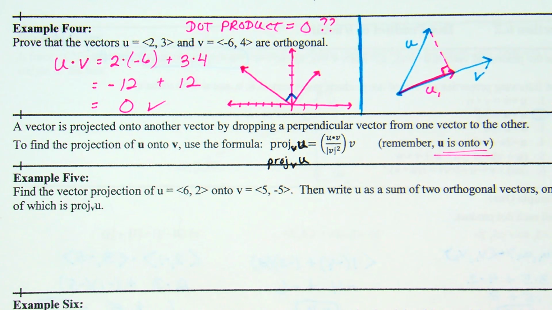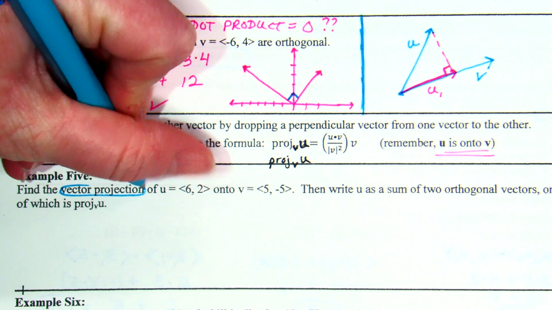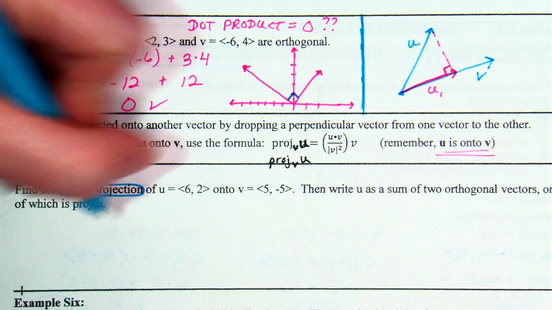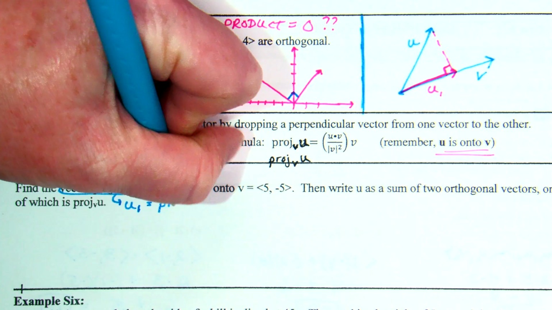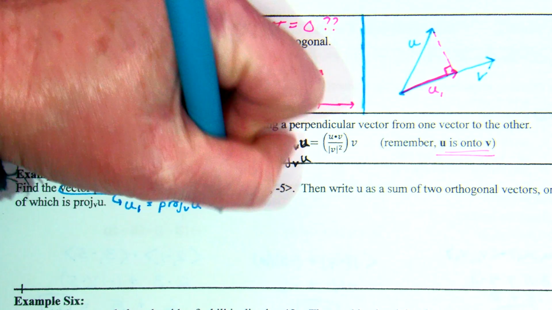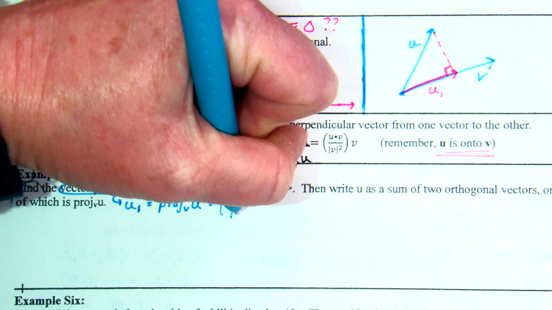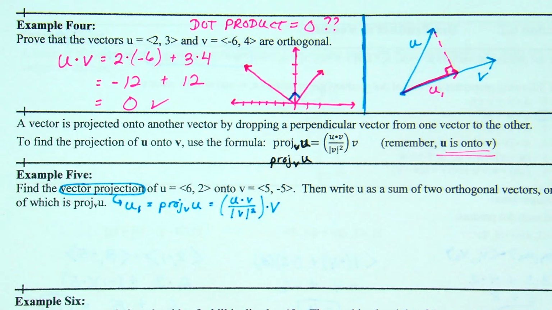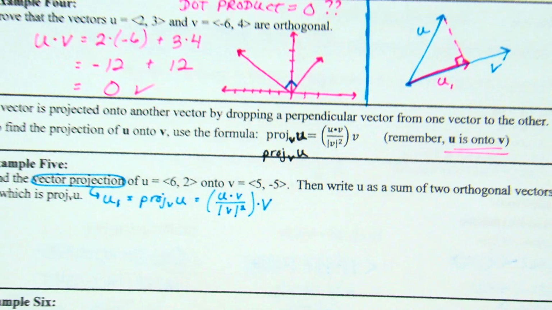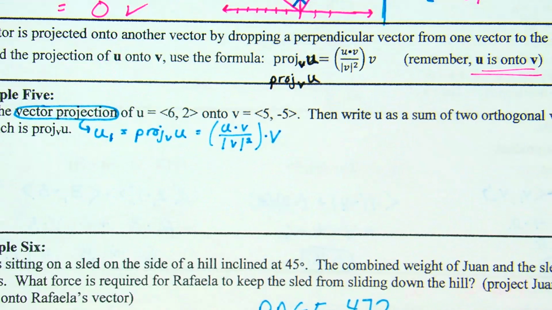Find the vector projection of u onto v. And so when we do this, I'm going to call it u1. And we're going to use this formula we were just given, where it's the projection of u onto v. And in order to do that, we're going to use u dot v over the absolute value of v quantity squared, and then times vector v. So right there, that more than anything was me just writing the formula. And then we're going to fill in the formula here.